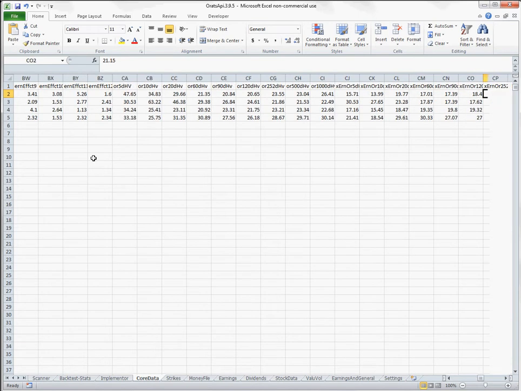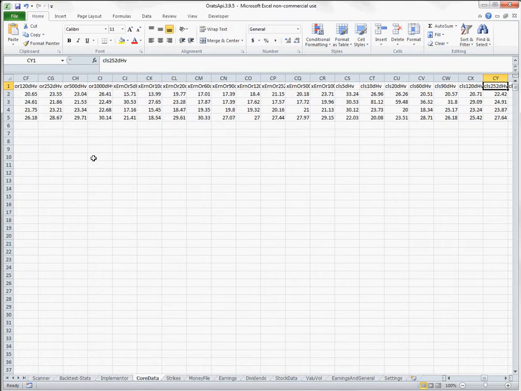And then here are some ORATS historical volatilities, and then taking out the earnings is an important thing that some traders look at. What is the historical volatility, taking out the days of earnings? It is an important indicator. And we do that for close to close as well.